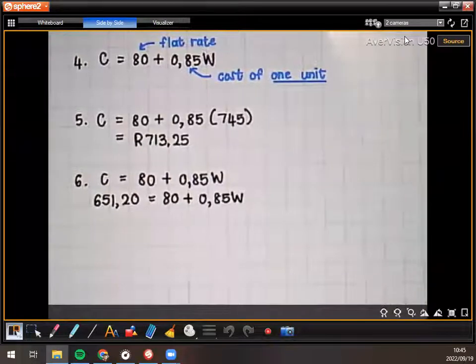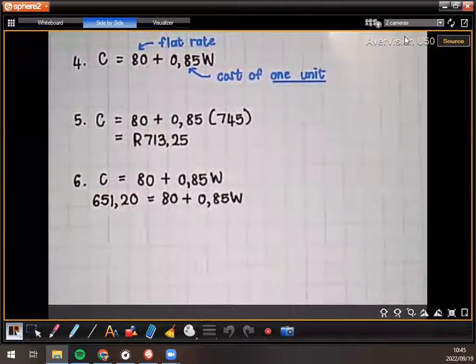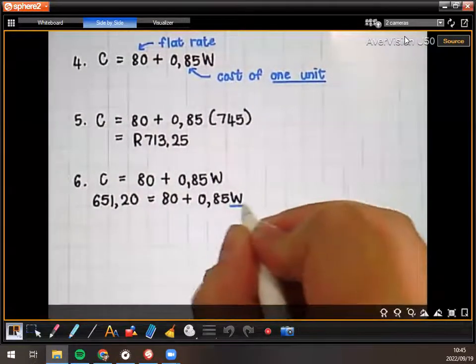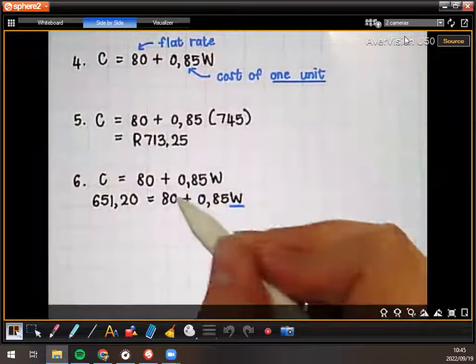Okay, so you're making the cost that they gave you equal to the formula for the cost. Right? Does that make sense? We've done it a few times now. Okay. And now what we're going to have to do, guys, this is an equation. We must solve for W. What is the opposite of adding 80?